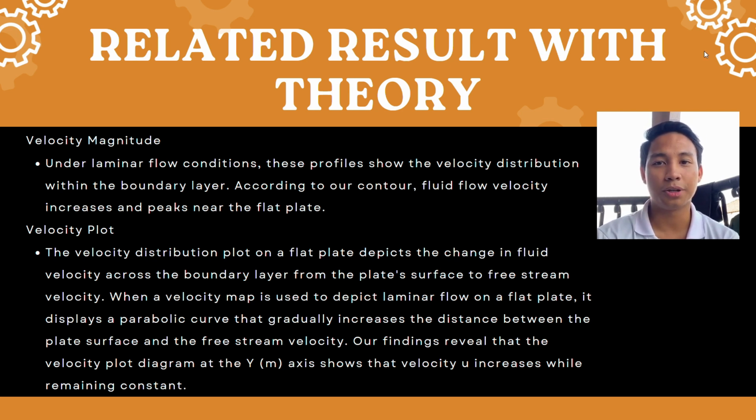About the velocity plot, the velocity distribution plot on a flat plate depicts the change in fluid velocity across the boundary layer from the plate's surface to free stream velocity. When a velocity map is used to depict laminar flow on a flat plate, it displays a parabolic curve that gradually increases the distance between the plate surface and the free stream velocity. Our finding revealed that the velocity plot diagram at the y-axis shows that velocity u increase while remaining constant.